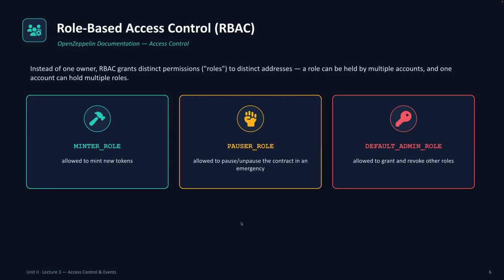Role-based access control, or RBAC. Instead of one owner, RBAC grants distinct permissions or roles to distinct addresses. A role can be held by multiple accounts, and one account can hold multiple roles. That is, if there is an account address 0x1234, that address can be a minter, that address can also be a pauser, and that address can also be a default admin.